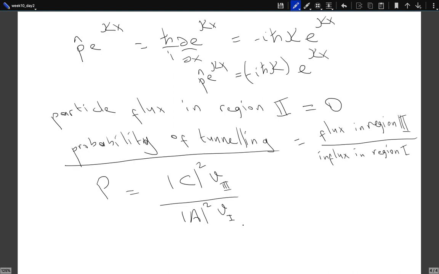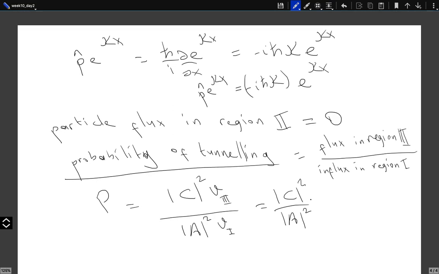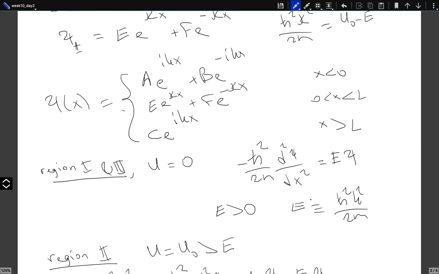Well, in this example at least, the speed of the particle in region 3 and region 1 are the same. So they just cancel. And this is just C squared over A squared. So if we are interested in this probability, what we need to calculate is not C or A independently, but rather C over A. That's what we need to calculate. Well, how do we calculate that? We impose the boundary conditions.